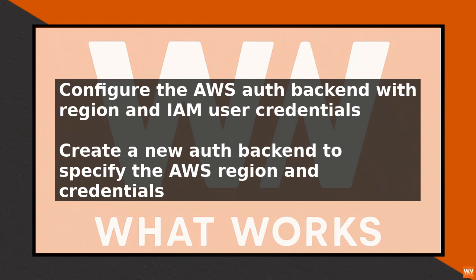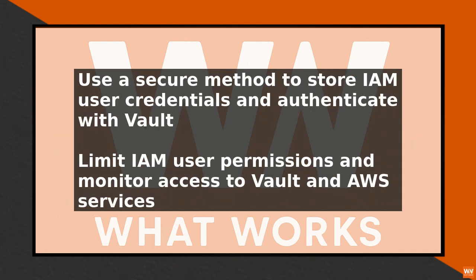Best practices for vaulting AWS Auth include using a secure method to store the IAM user credentials, such as an encrypted file or a secrets manager. You should also limit the permissions of the IAM user to the minimum required and use a least privilege approach.